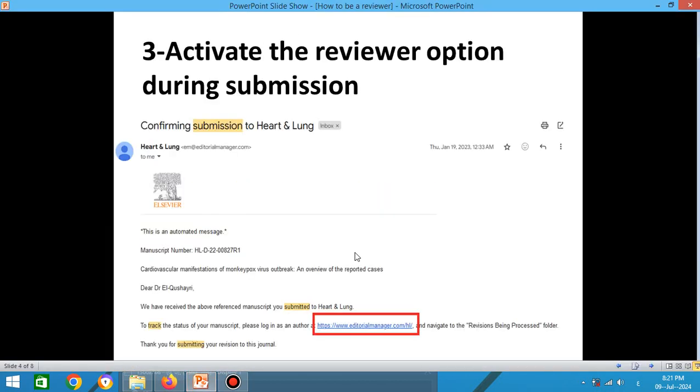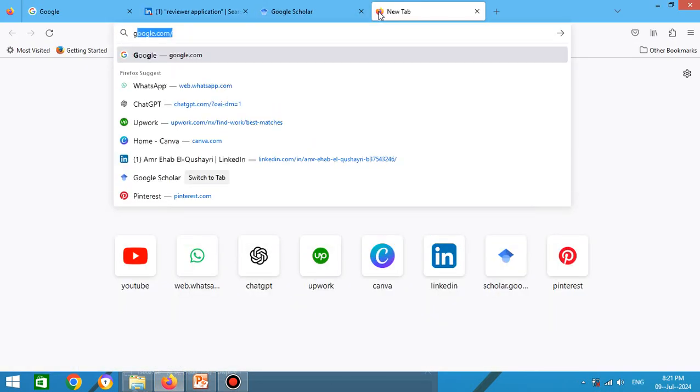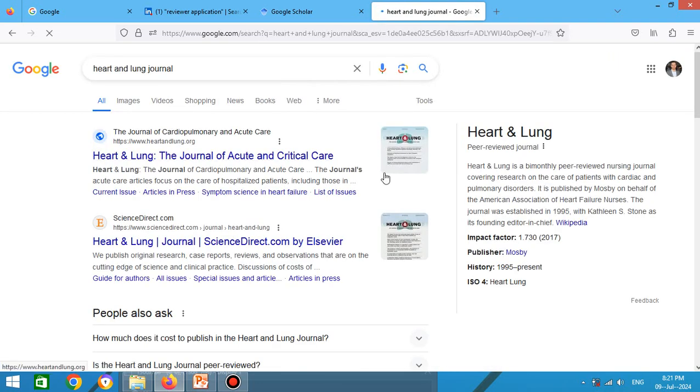Third, you have to activate the reviewer option during submission. If you are a co-author of any paper, you may receive a confirming submission to your journal. Okay, there will be a link to track the status of your manuscript. You can create an account in that journal. Let us make a random one. Google Heart and Lung.